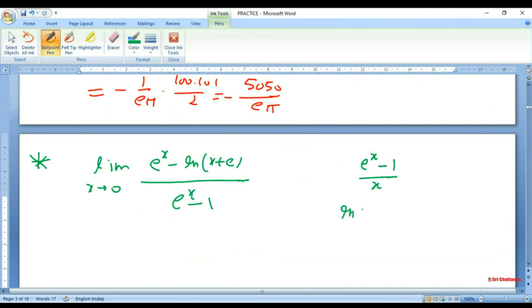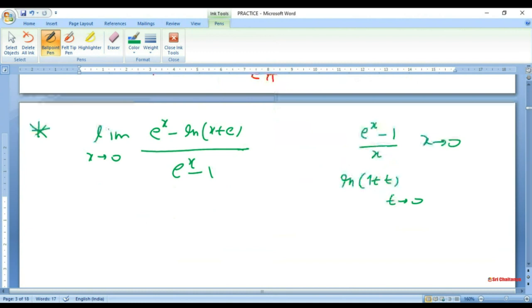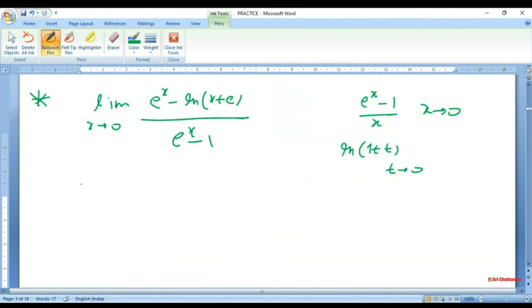First you want this: e to the power x minus 1. If it is ln of something, you want ln of 1 plus t, where t tends to 0. This also, same, x tends to 0. This is what you would love to have. It is not given, so let's see if I can arrange my work. It turns out I can.